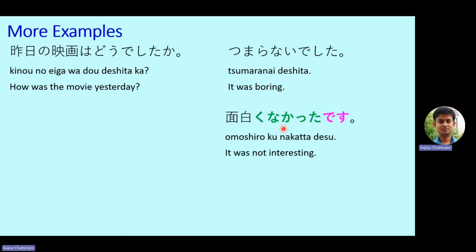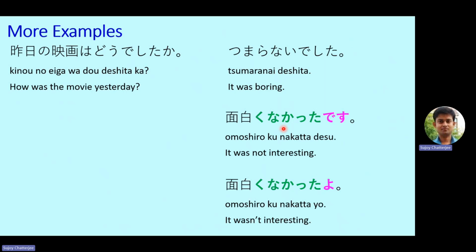So this is how we make the negative past form of omoshiroi. Omoshiroi is interesting in present form, and omoshirokatta is the past positive form, and omoshiroku nakatta is the past negative form.